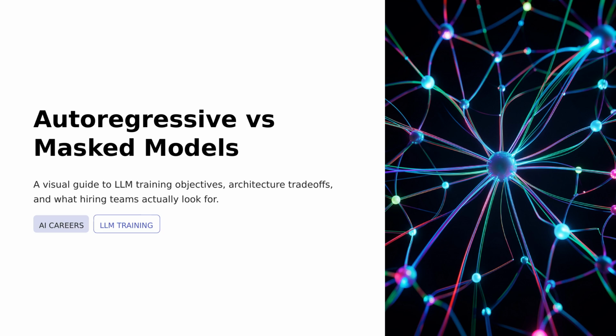In this section, we'll compare autoregressive and masked language models. The goal is to build an intuitive picture of how they're trained, what architectural trade-offs they make, and where each one fits in real-world LLM systems. We'll also connect that to careers by looking at the kinds of knowledge and practical judgment hiring teams usually expect when they interview for LLM and applied AI roles.